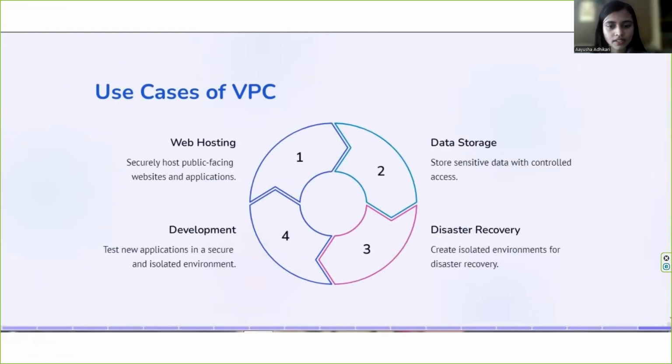Web hosting. It secures EC2 with public subnets. Data storage. It protects RDS and DynamoDB in private subnets. App testing. It provides an isolated sandbox for safe development. Disaster recovery. There are redundant VPCs for business continuity. AWS VPC is not just a network, it's the foundation for secure, scalable, and reliable cloud solutions.